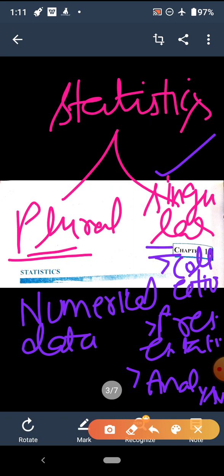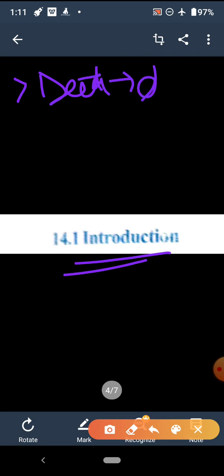So we study statistics in two senses, the singular sense and the plural sense. In the plural sense, statistics means the numerical data, and in the singular sense, statistics deals with the collection, organization, analysis and interpretation of data. So this was your introduction part, beta. We have understood the word data, which is derived from a Latin word datum.